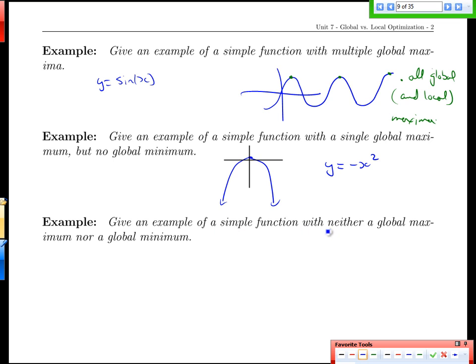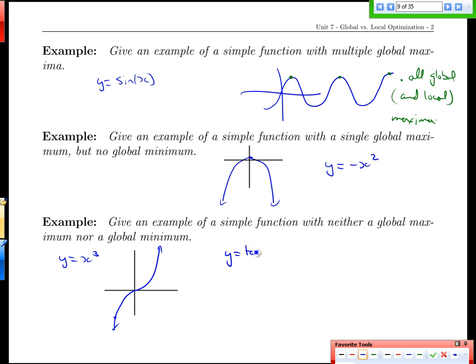Give an example of a simple function with neither a global max nor a global min. This is pretty easy too with our inspiration from these simple polynomials. Let's take a look at y equals x cubed. Y equals x cubed goes like this and then back up. It keeps going higher and higher, so there's no single point on the graph that we can say is the highest point, because it always goes higher if we're willing to move further right. And likewise, there's no point we can say is the absolute lowest, because we can always keep moving left and go lower than that.